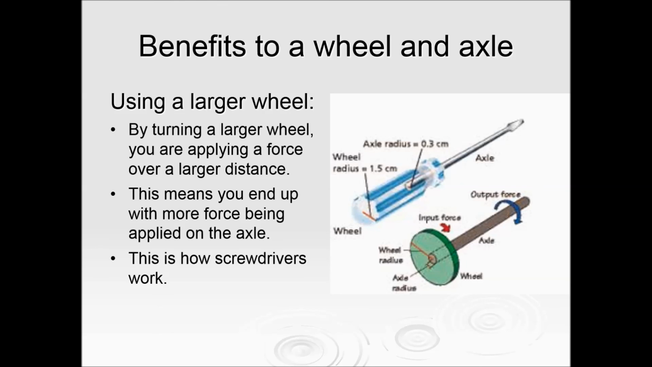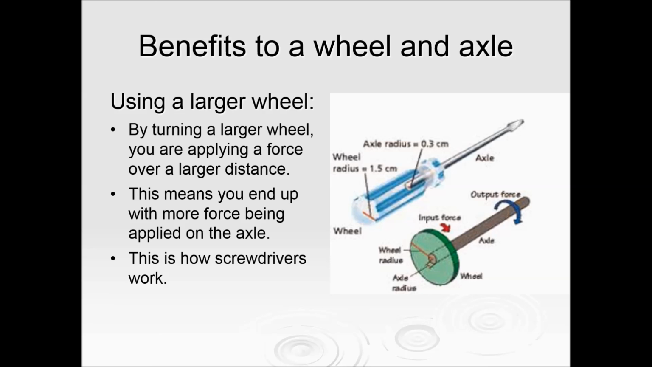When you turn the wheel, you actually apply a smaller force over a larger distance, which means you end up with a big force on this axle because it's traveling a much smaller radius. So you apply more force. So that's why we see examples of screwdrivers as our wheel and axles, because when you turn the larger wheel, you're applying a force over a larger distance. So this in turn applies a larger force to your axle. So you're applying more force to the axle because you're applying a smaller force over a larger distance on your wheel.